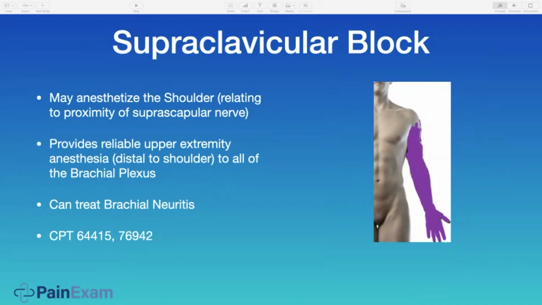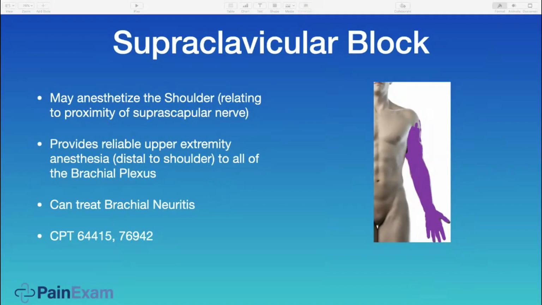It can treat brachial neuritis. The CPT code is the same thing, 64415-76942. And if you are a pain doctor, these blocks are very important, of course for the patient's benefit, but it's also important for your practice in terms of when you get into peripheral neuromodulation.